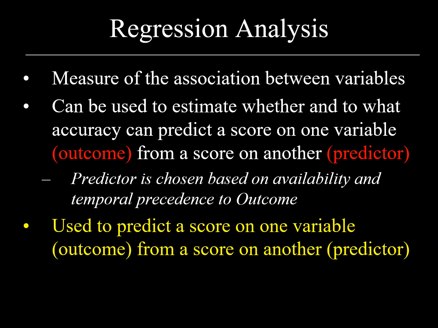So regression analysis is, again, a measure of association between those two variables, the same as correlation. But it also can be used to estimate whether and to what accuracy we can predict a score from one variable, the outcome, on the score of another, the predictor. Predictor is chosen based on availability and temporal precedence to the outcome.